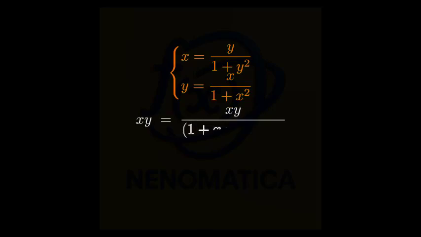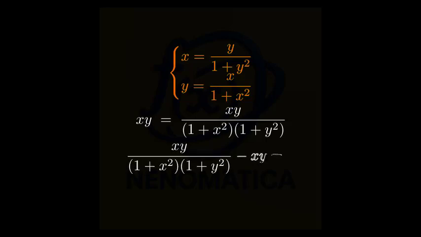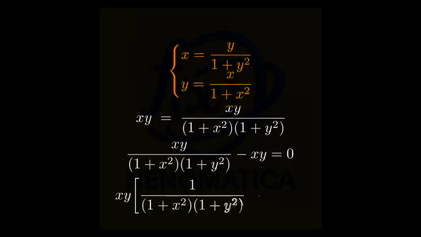Step 2. Multiply the two equations, left sides and right sides, to eliminate the fractions in one go. Left side gives x times y. The right side gives xy divided by the product of those denominators. Step 3. Bring everything to one side and factor. Subtract xy from both sides. Then factor out xy.